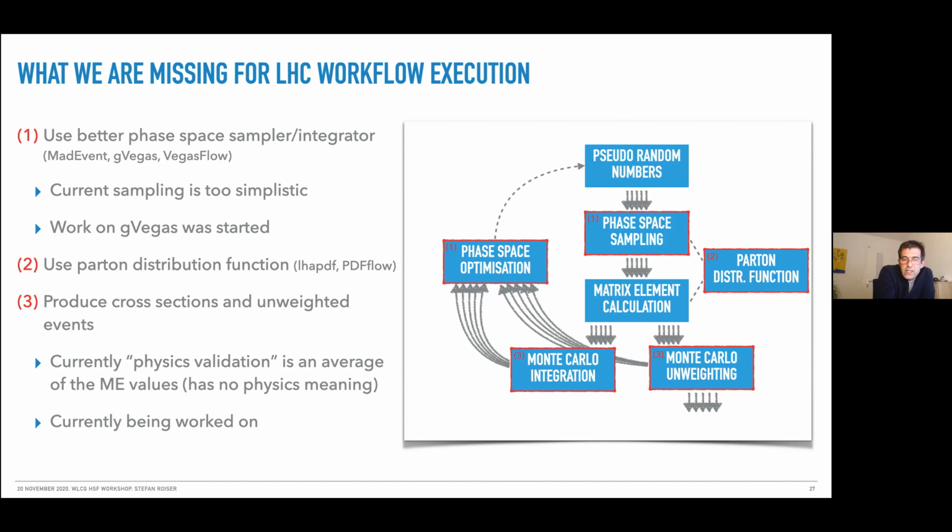I mentioned already the phase-space sampling and phase-space optimization. At the moment we're using Rambo, which is a very simple phase-space sampler. We should be optimizing and replacing this with something more complex. The next talk will be on VegasFlow, so this could be very interesting to look into. Parton distribution functions we haven't started yet at all. Again, PDFFlow in the next talk. I'm very much looking forward to this. And then for the Monte Carlo integration and Monte Carlo unweighting, we are currently actually doing this as we speak.